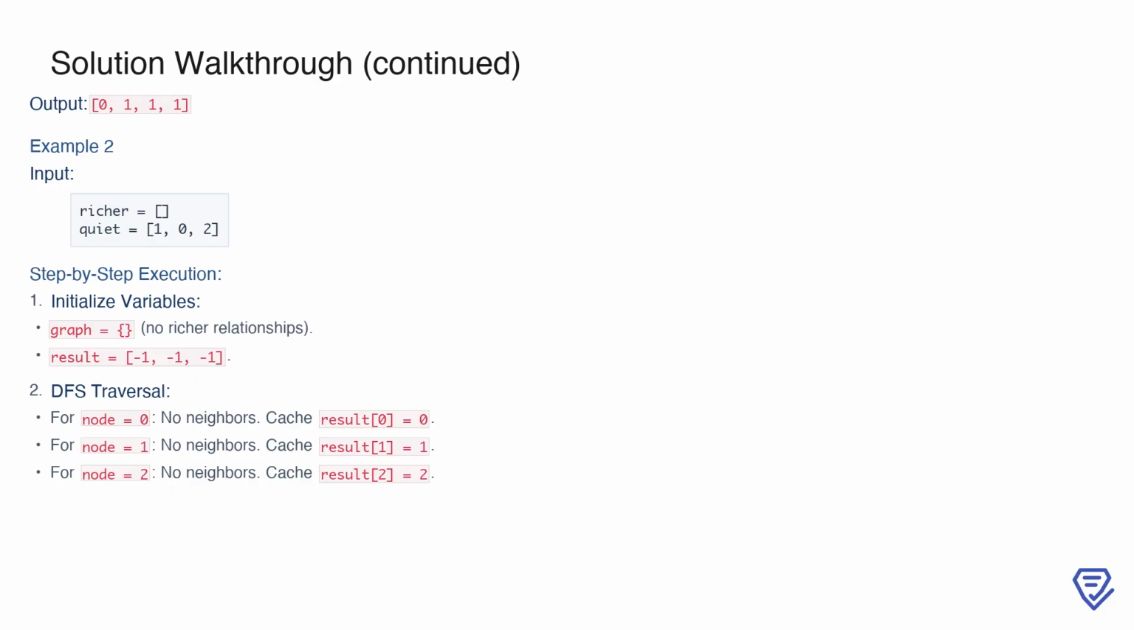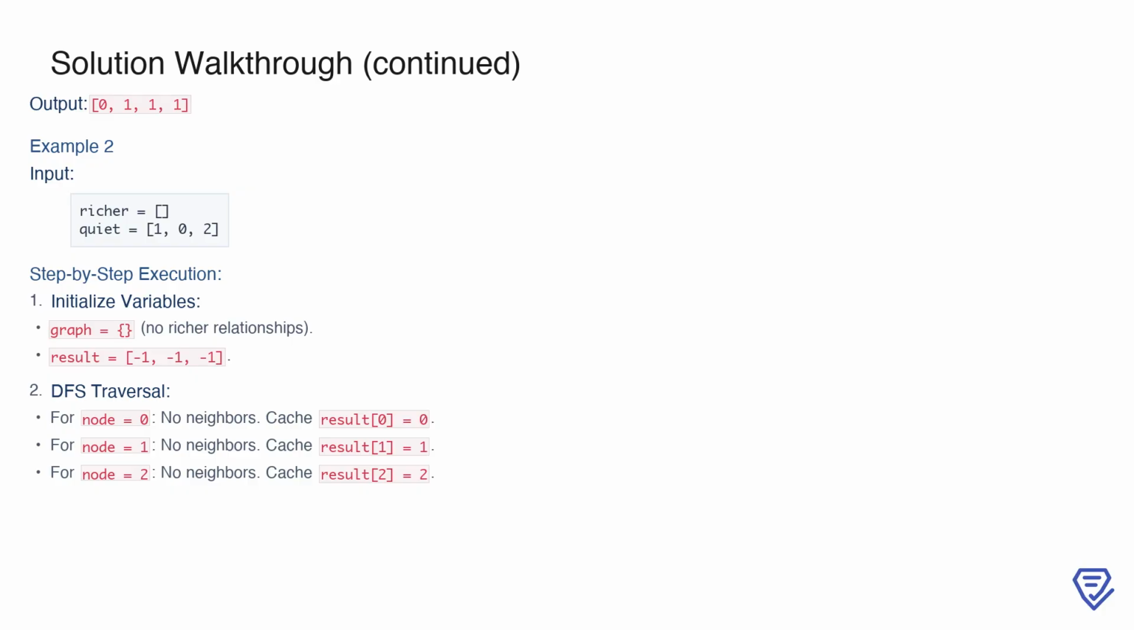Now, let's consider another example where the input contains no richer relationships. Here, richer equals an empty array, and quiet equals [1, 0, 2]. First, we initialize the graph, which remains empty since there are no relationships, resulting in an empty graph. The result array is initialized as -1, -1, -1.